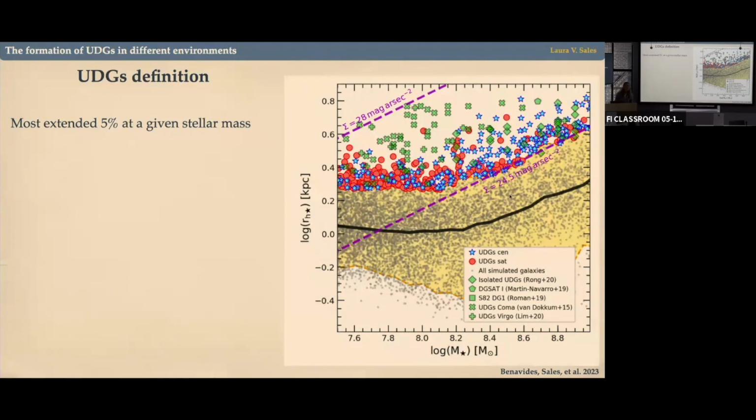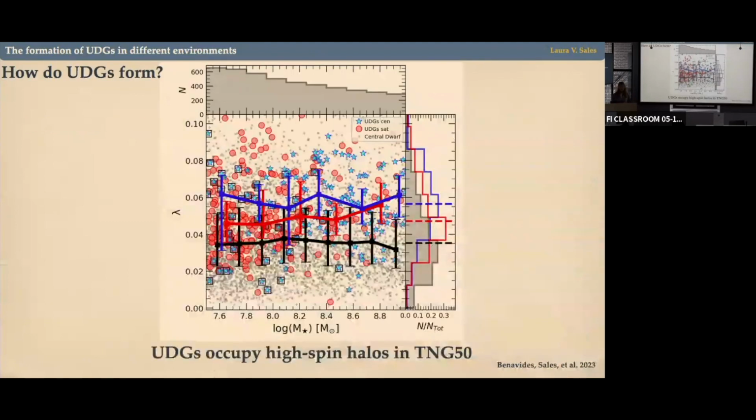What makes a galaxy be the most extended possible at a given stellar mass? And what we find, with the TNG50 treatment, is that that correlates with the higher spin halo. What you see over here is stellar mass versus the spin of the halo. And for now, look only at the blue signs. Those are our field UDGs, isolated UDGs. And so the overall population of TNG50 would have an average spin parameter of about 0.035, as expected, and is shown here by the black line.